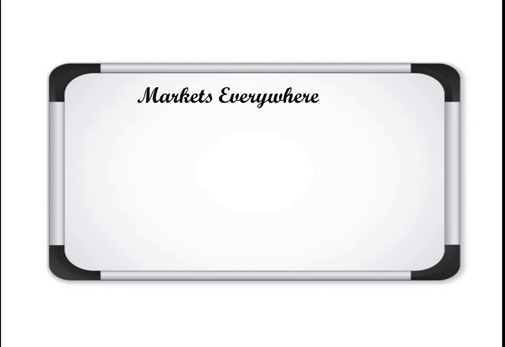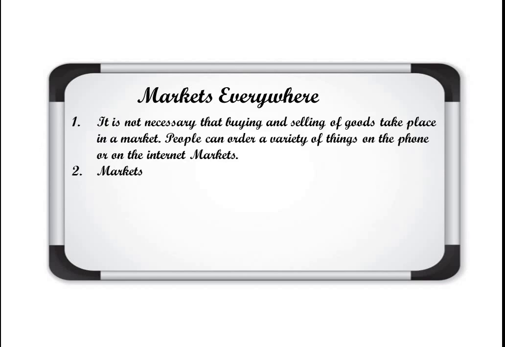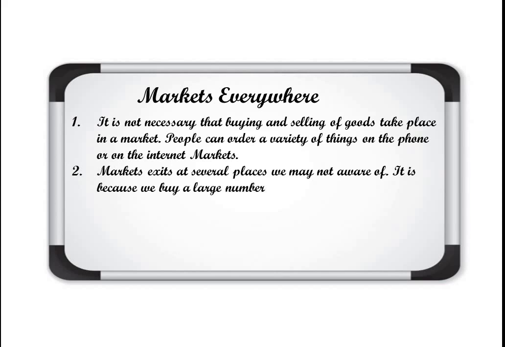We'll take an example here. Firstly, it is not necessary that buying and selling of goods take place in a market. People can order a variety of things on the phone or on the internet market. On the phone, I already told you that different sites are there. From there we can place our order and we can get the thing at our home only. Then the market exists at several places; we may not be aware of them.